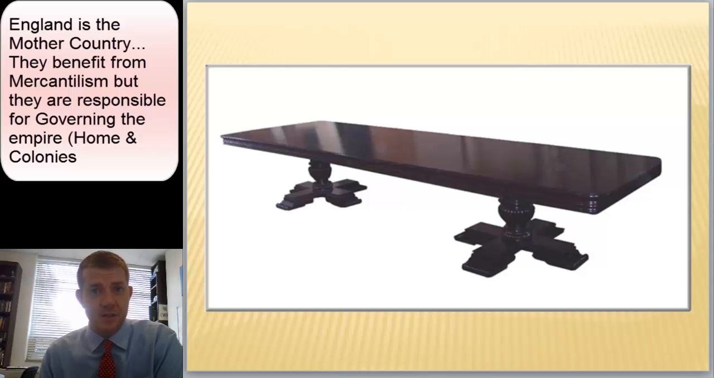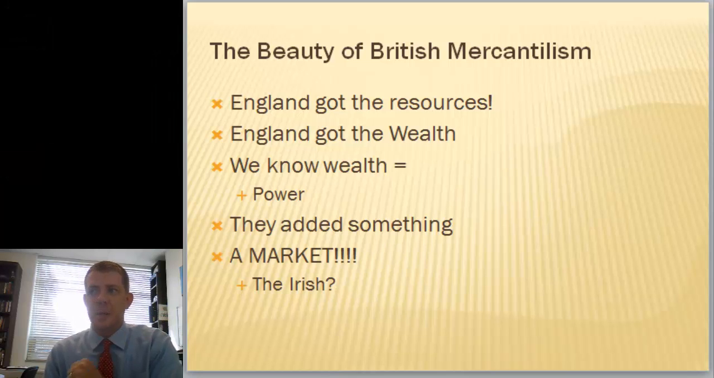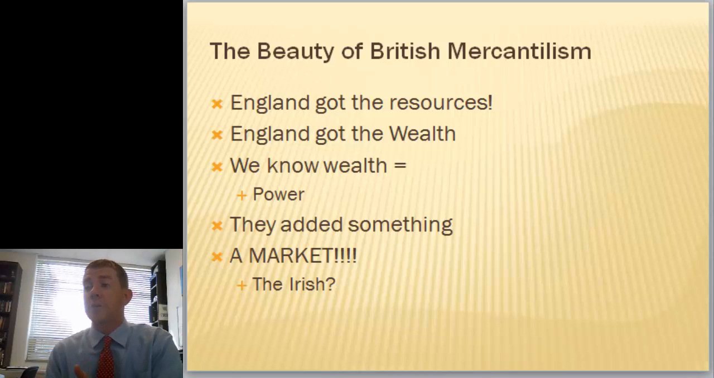And the colonists, in a sense, have to learn how to fend for themselves. So let's just review one more time this idea of mercantilism, right? The beauty of British mercantilism. And remember, if we looked at our fishbone exercise, the number one reason for the purpose of these colonies, the primary purpose, is to make England money. And so the beauty of British mercantilism, England gets the resources, England gets the wealth. And we know that wealth equals power, and so they're adding power too.